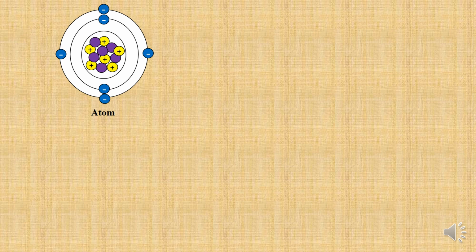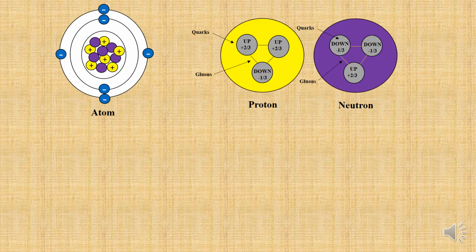So what are the key takeaways from today's session? Atom is the smallest unit of an element. It has a central nucleus that contains positively charged protons and electrically neutral neutrons, with negatively charged electrons orbiting around the nucleus. Proton has another set of subatomic particles called quarks, and these quarks are held together by gluons. And the same in the case of neutron: neutron also contains quarks, and these are held together by gluons.